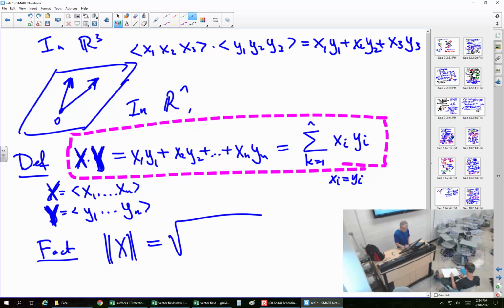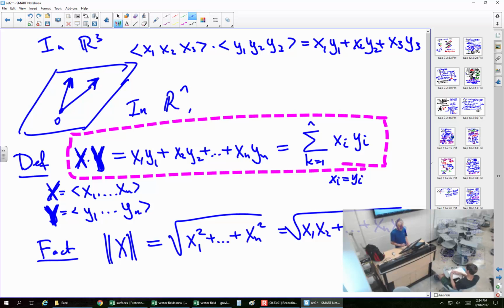So it's the square root of x1 squared plus through xn squared, and then we can write it this way: x1 x1 through xn xn, square root. Compare it back to our definition, and the answer is simply the square root of the dot product of the vector with itself.